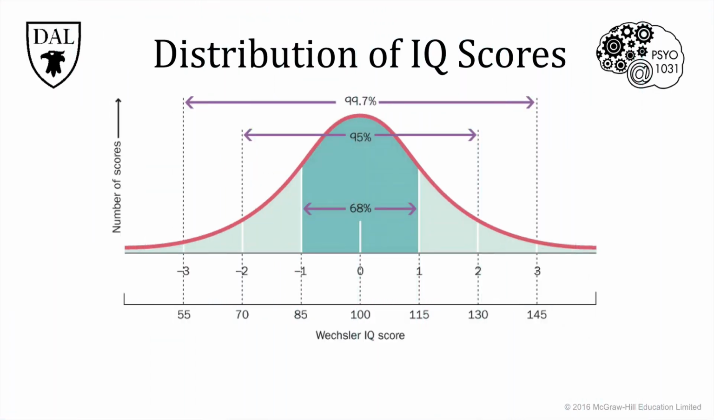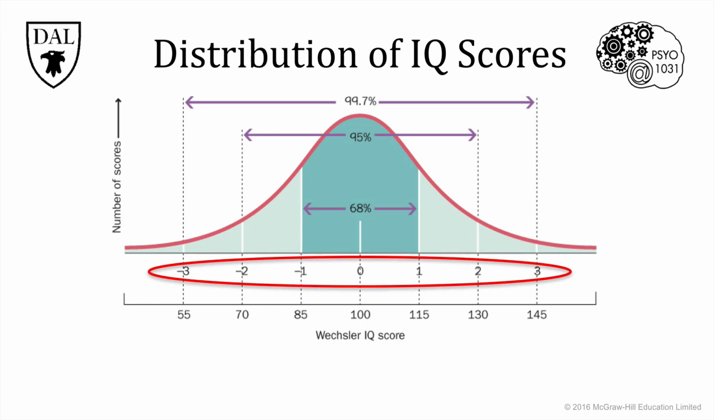Wechsler's IQ test is the most widely used measure of intelligence and is calculated so that if we plot a frequency distribution of scores in a population, the mean, or average, is 100, with a reliable spread of scores shown by the green shaded regions. These numbers here show the standard deviations above and below the mean. About 34% of the population is within one standard deviation above the mean of 100, and 34% is within one standard deviation below the mean.